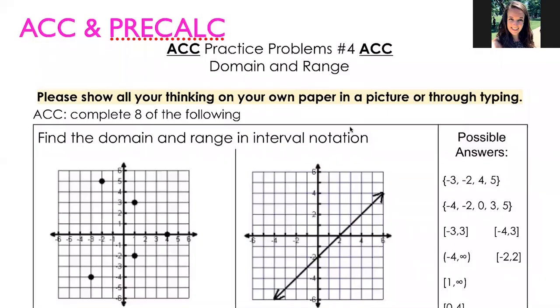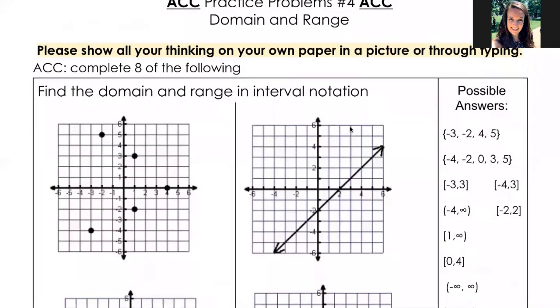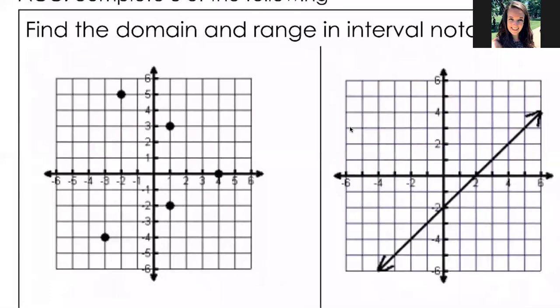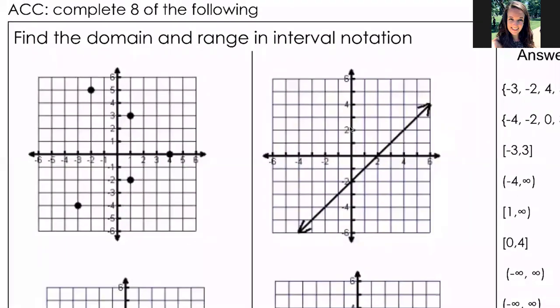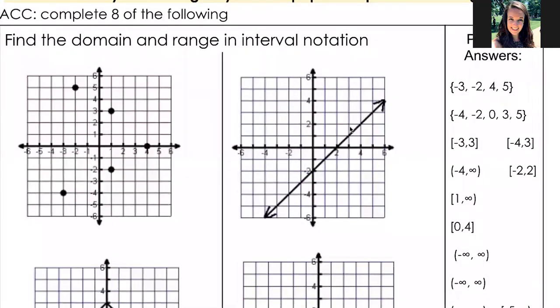Hi everyone, this is the video for the practice problems number 4 if you're in accelerated or pre-calc. So we're specifically thinking about domain and range here, and we're thinking in interval notation. So remember that means you're using brackets or parentheses, and you're going to start using that for domain and range. So for domain and range, if we have individual points like this, we're just going to list the points.